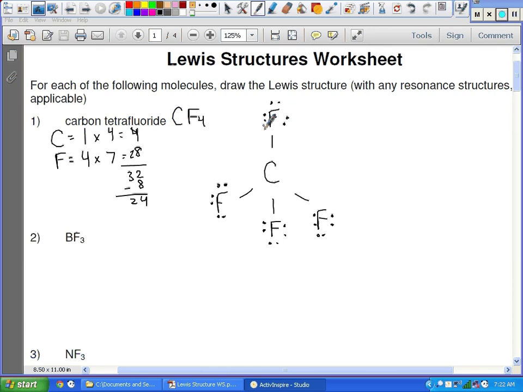Good news is I'm completely out of electrons, and so my structure is complete, as long as everybody has its full octet. If you want to count them, you can, but I can tell you that every element has its full octet. So that is the structure that you're going to have to draw. Now let me do a few other things.